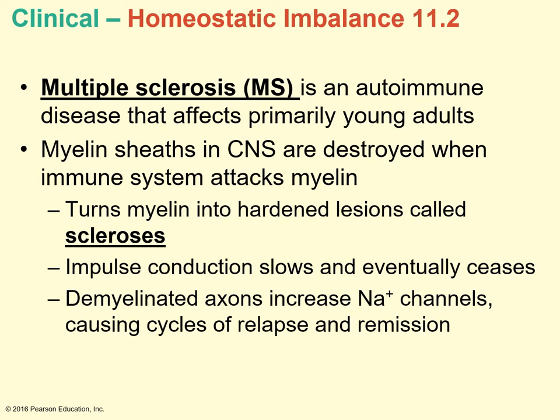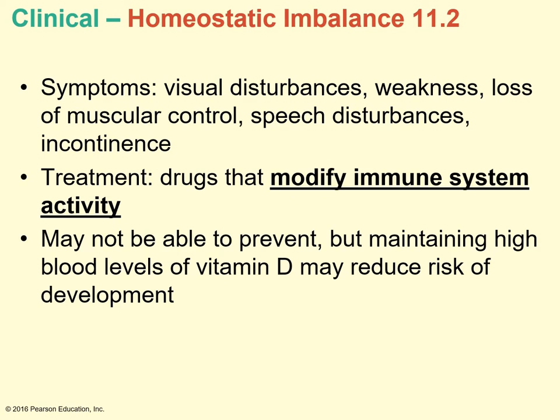If you're destroying that myelin sheath, the rate at which the impulse is conducted down the axon slows down. Eventually it can cease. You can make the diagnosis based on certain symptoms and then additional tests. You may have a few symptoms and then they may go away. You may go into remission and never have symptoms again, or they may reappear later.